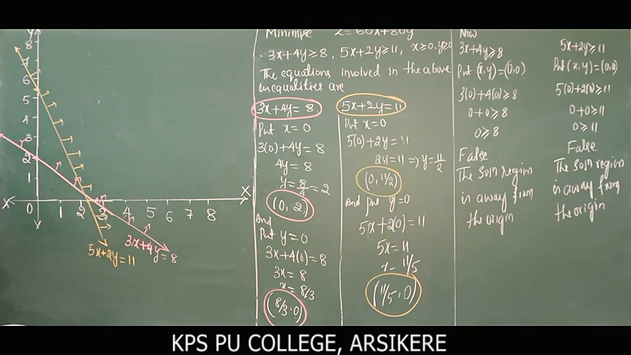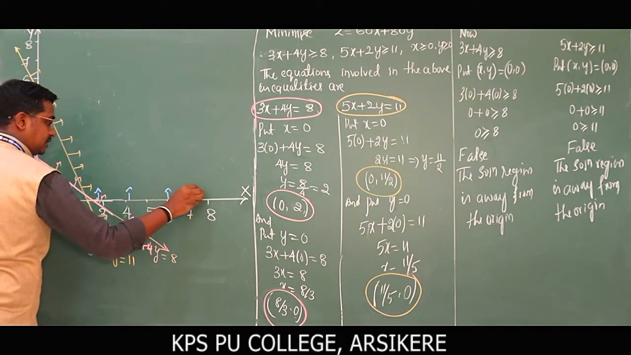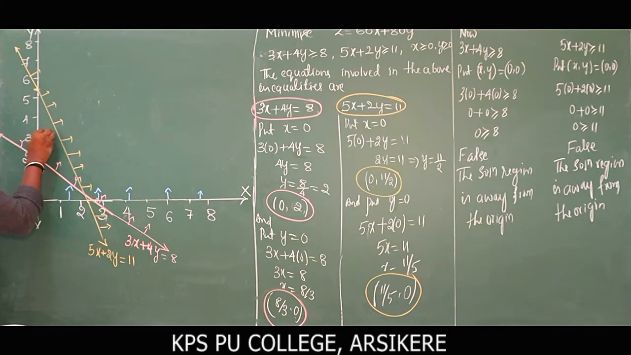So what about the non-negative inequalities here? x ≥ 0 and y ≥ 0. Now we draw this one. This represents y ≥ 0 and x ≥ 0. Right of the origin. Okay.